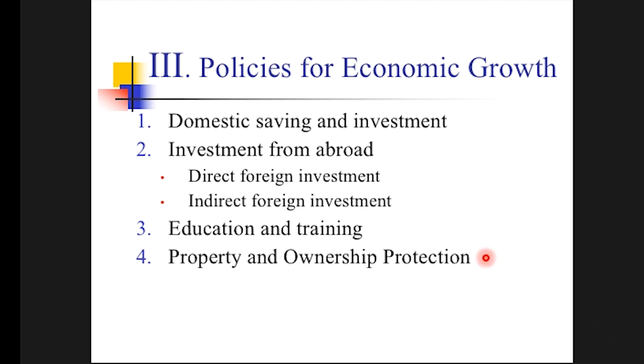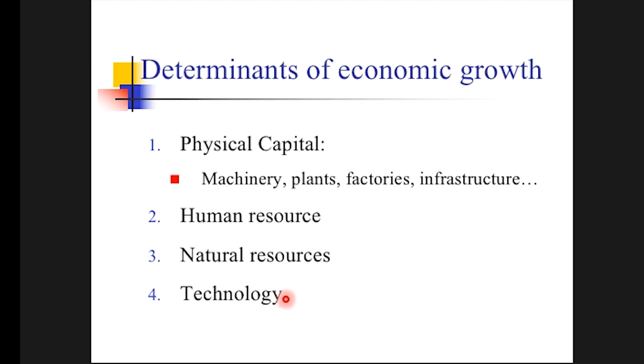The next policy is property and ownership protection. When we have development or new technology, this must be protected. The ownership of the technology must be protected. So this policy will encourage the development of new technology, and it also protects the physical capital.